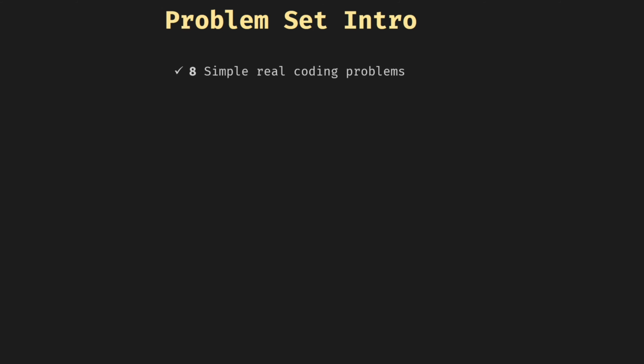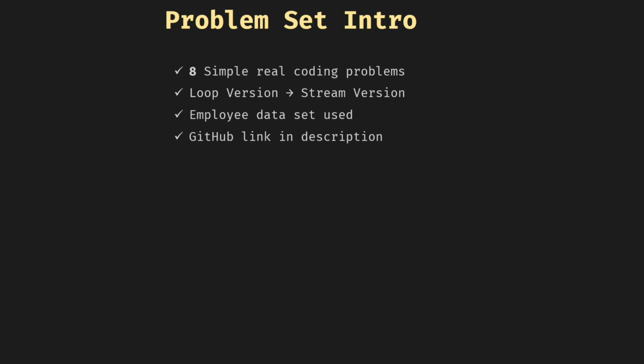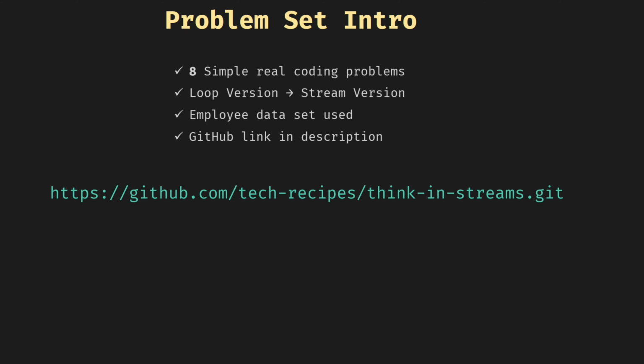Now, what we are going to do in this video specifically is solve 8 simple real coding problems. We'll look at the loop version first, and then we will convert it into the stream version. We are going to use an employee data set that I have created for solving all these problems. So you don't have to worry about this data set, because all the code is available on GitHub, and the link is provided in the description.